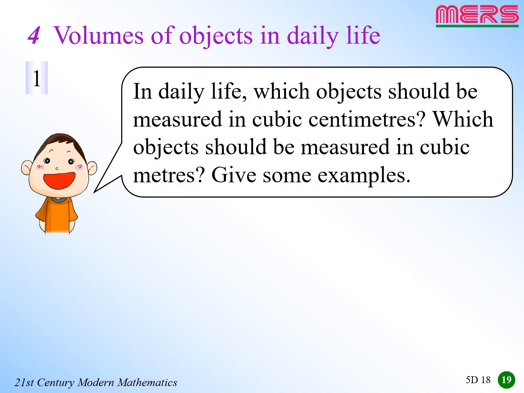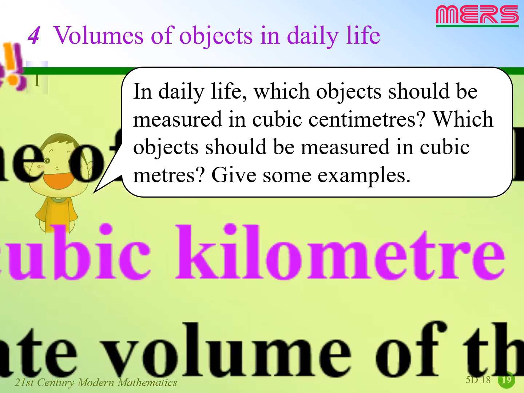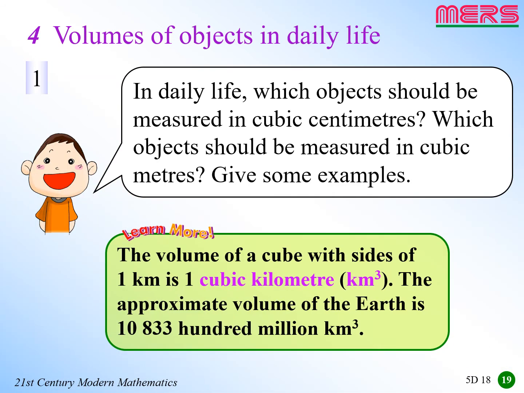In daily life, which objects should be measured in cubic centimeters? Which objects should be measured in cubic meters? The common measurement of volume in our daily life would be using cubic centimeters or cubic meters. We seldom use cubic kilometers. The volume of a cube with size of 1 kilometer times 1 kilometer times 1 kilometer, which is 1 cubic kilometer, would be used for measuring some very huge objects such as the Earth. Just as a reference, the Earth is 10,833 million cubic kilometers.